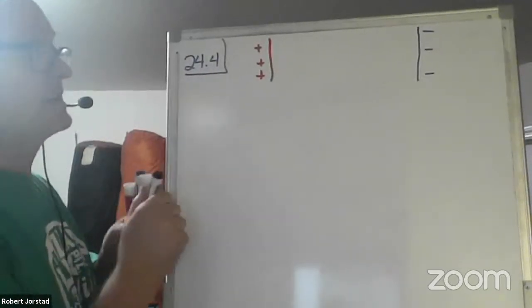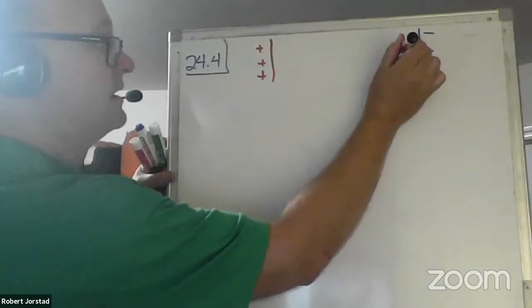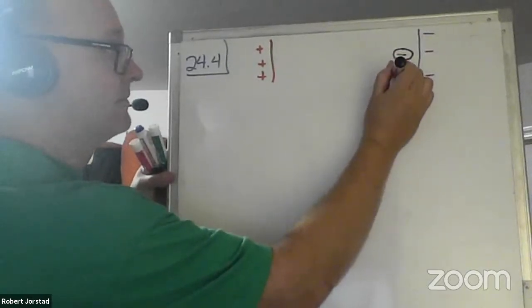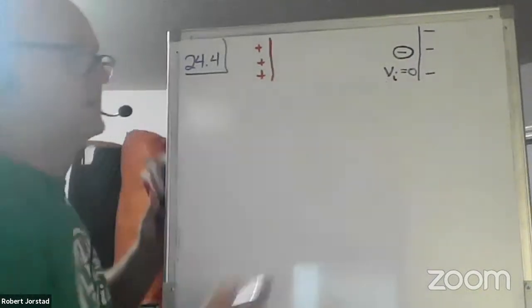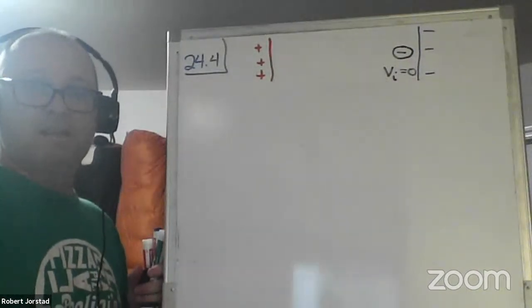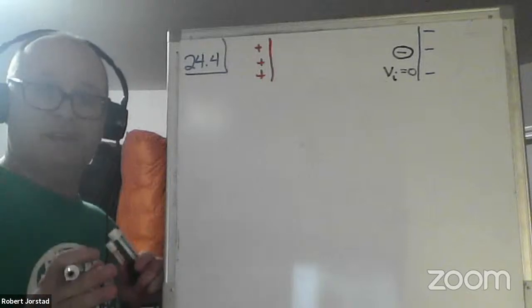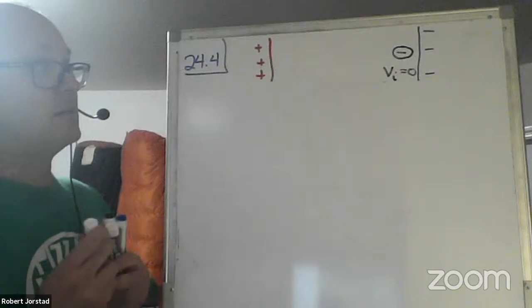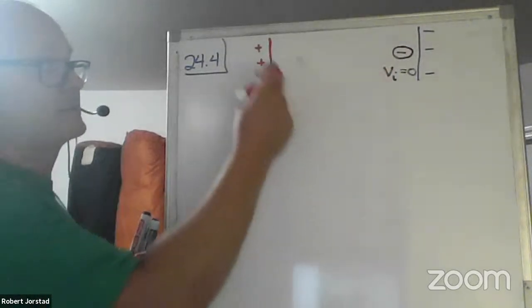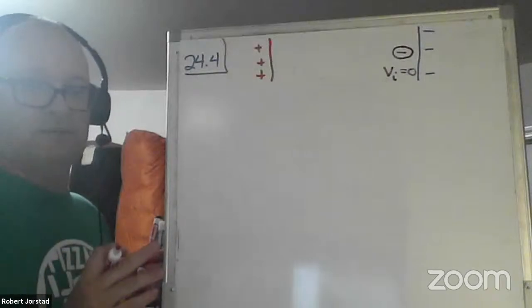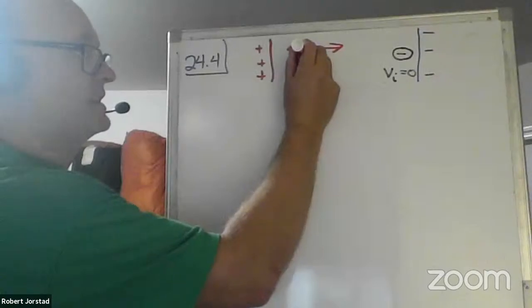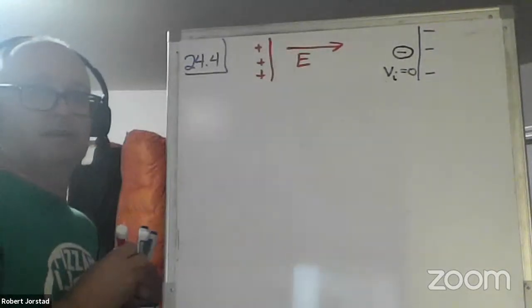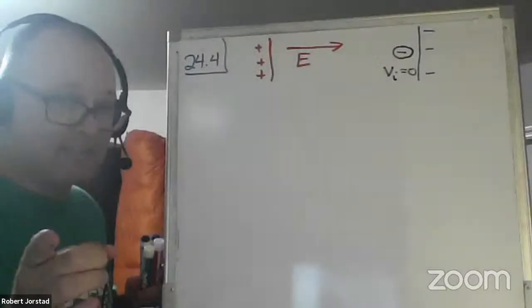Okay. So in this case, what if we started with an electron right here? All right. In this case, would the electric field inside the plates change? If I put an electron over here instead of a proton there, is the electric field going to be different? No. Is the force on the charge going to be different? The magnitude is not going to be different.